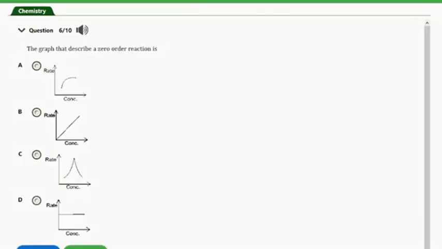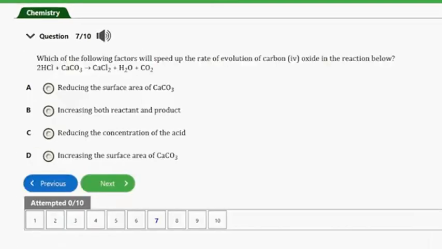Question number 6. It says the graph that describes a zero order reaction is, all right, we have options A to D here, the graphs here. So guys, the one that describes the zero order reaction is the graph in option D. So that's the answer to this question. Let's consider the next question.